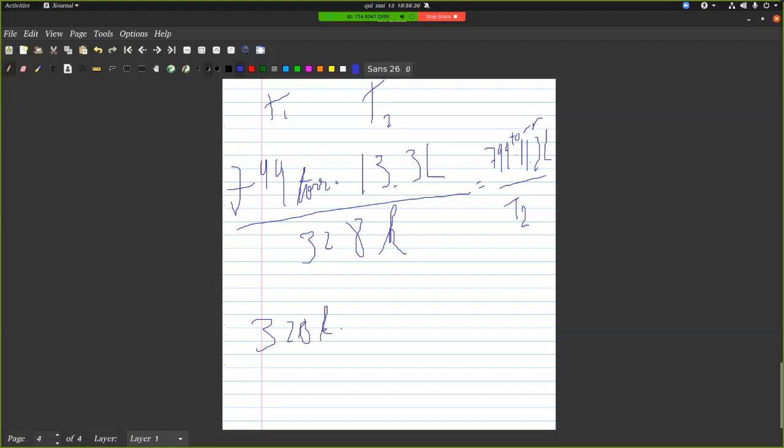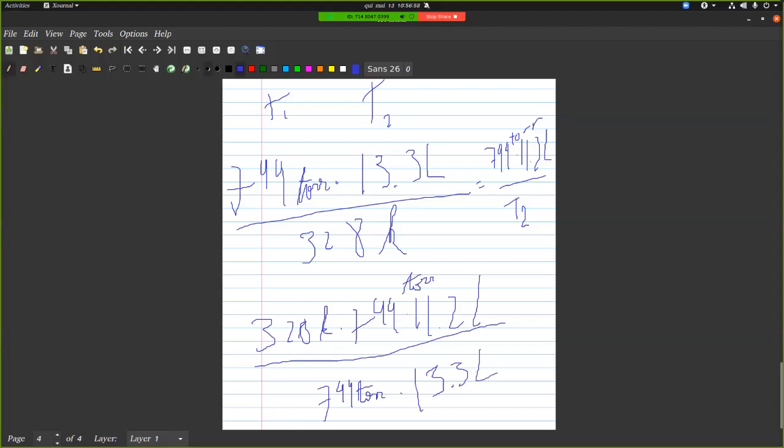times 744 times 11.2 liters. This is torr, and this is Kelvin torr liter, okay. Divided by 744 torr times 13.3 liters. That's equal to temperature 2, right? Because I multiplied here, okay? Multiply there, so 744 torr times 11.2 liters multiplied by 328 Kelvin, okay? And then we divide 744 torr times 13.3 liters.